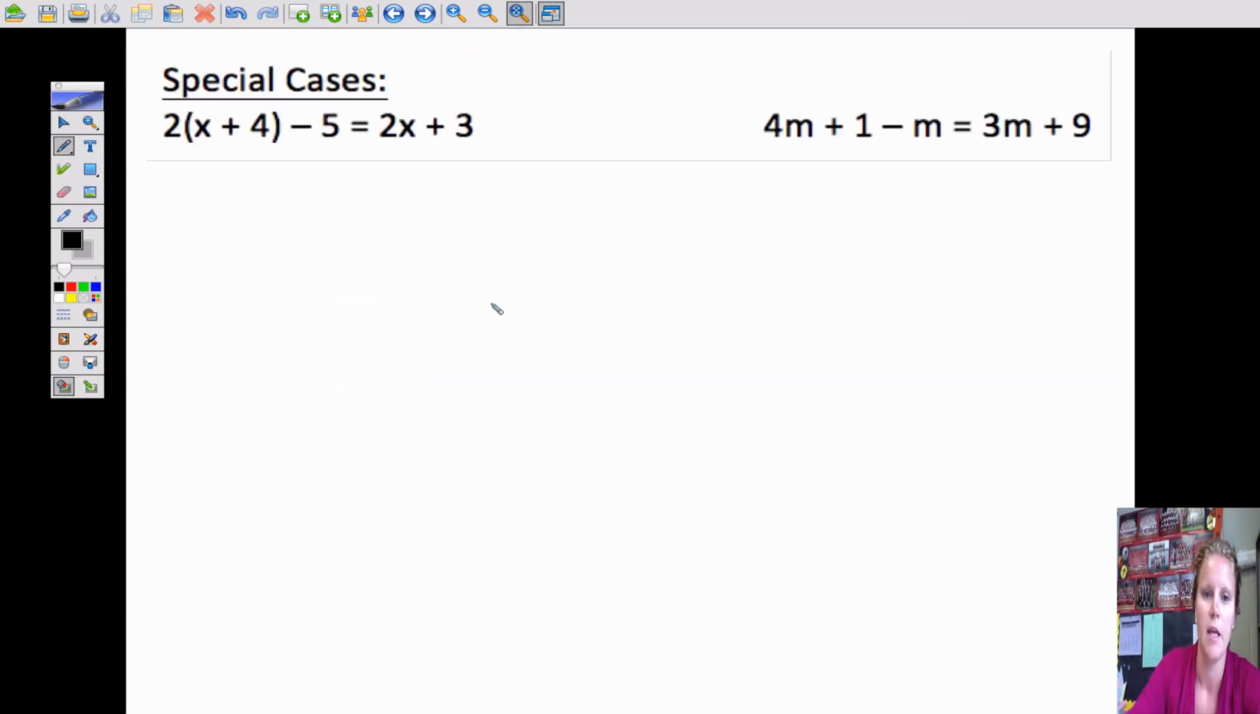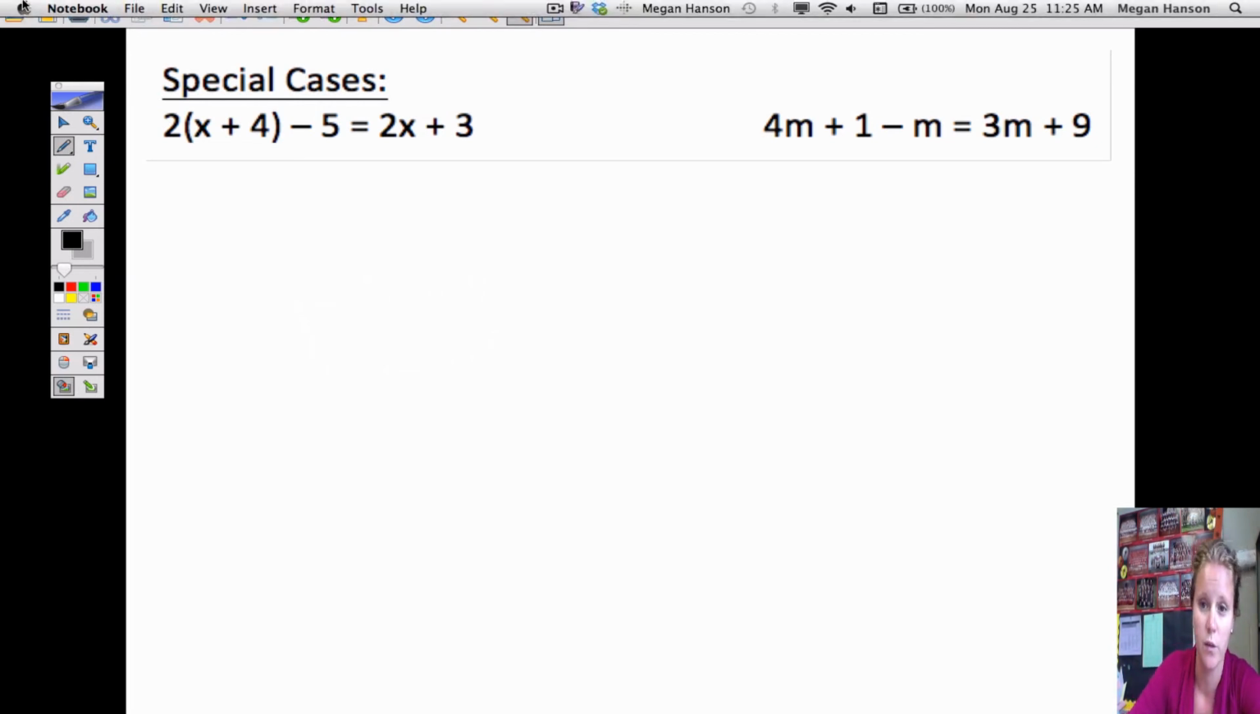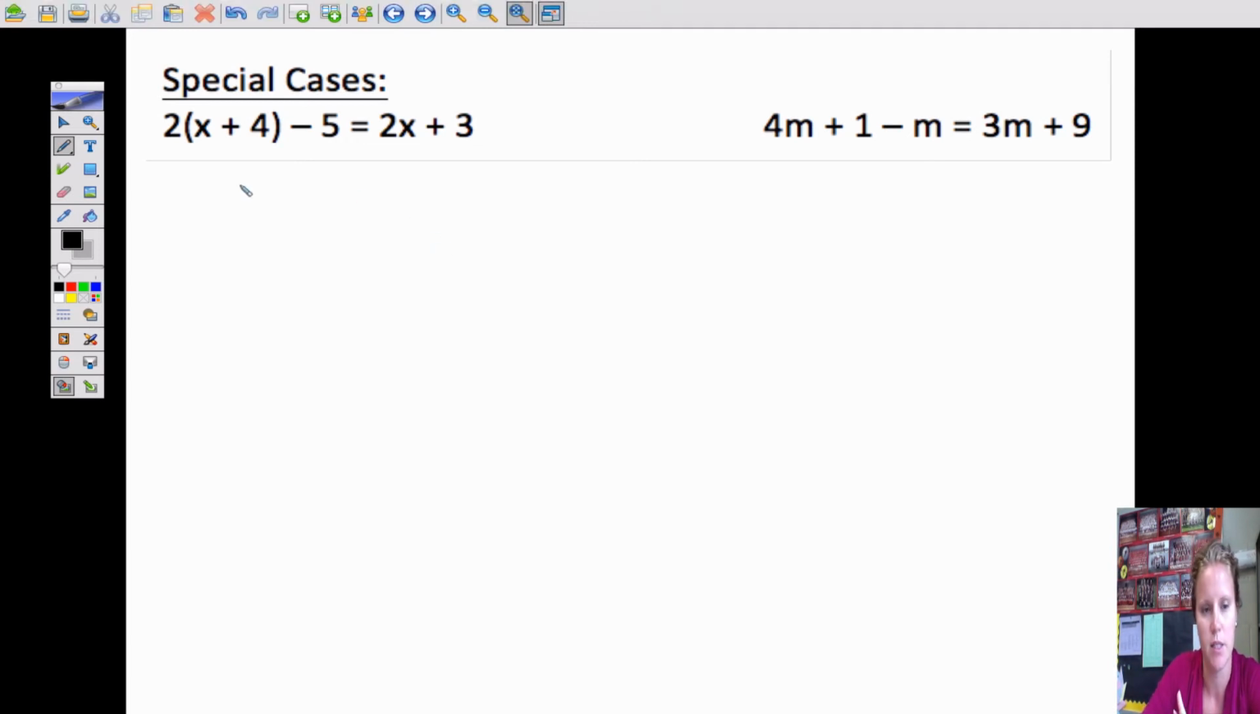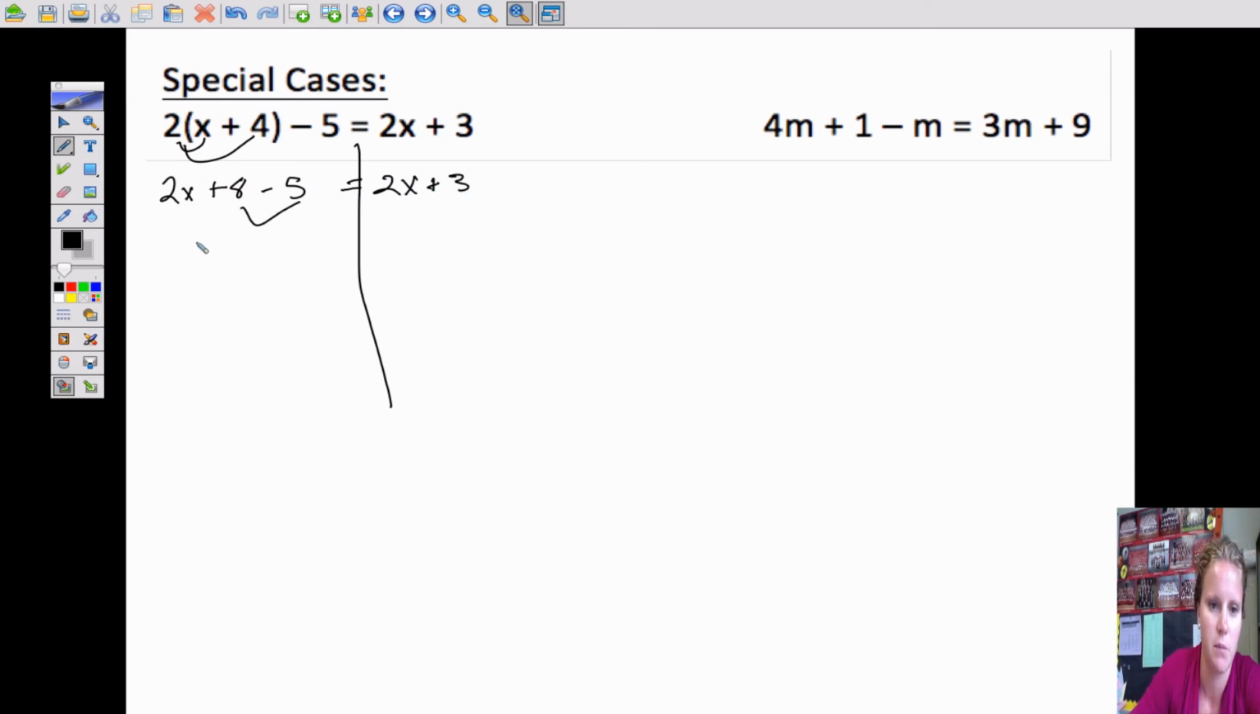All right. Special cases. There are some circumstances where you're going to run into some things, and one of these was on the pretest, that don't really make sense. So let's go through these two equations and see what happens. On this first one here, I'm going to draw my line down. I'm going to distribute with 2 swoops of multiplication. So 2 times x is 2x, 2 times 4 is 8, minus 5 equals 2x plus 3. Then I'm going to combine like terms, so I'm going to have 2x plus 3 equals 2x plus 3.